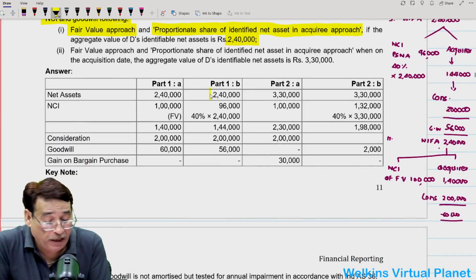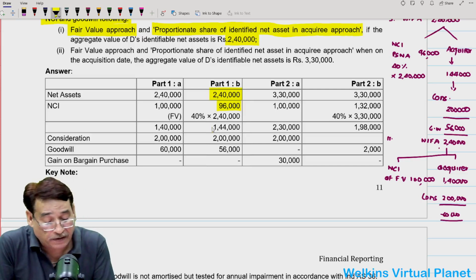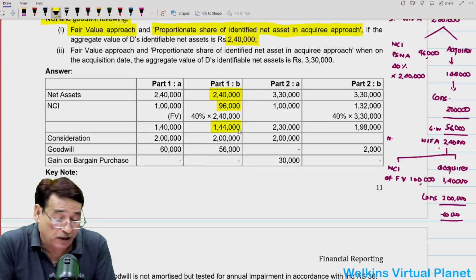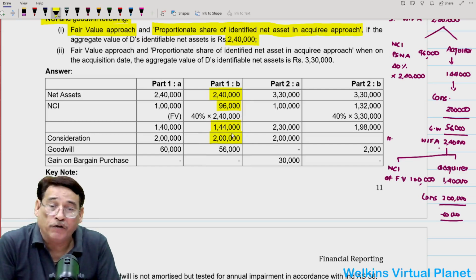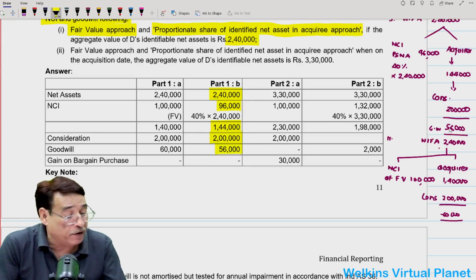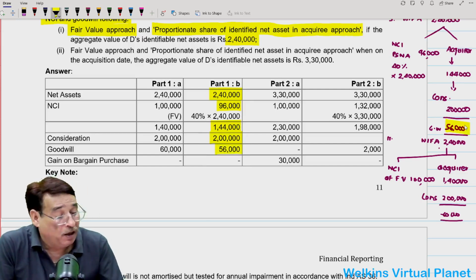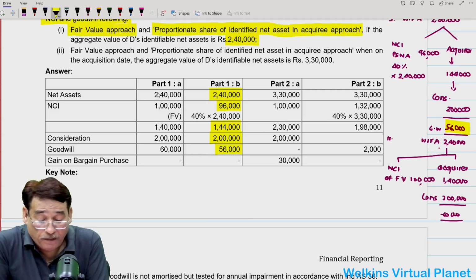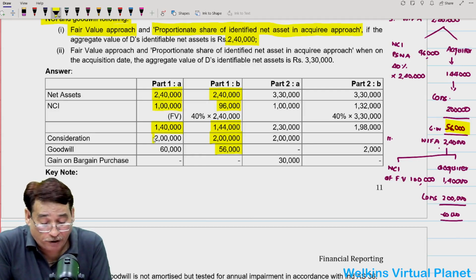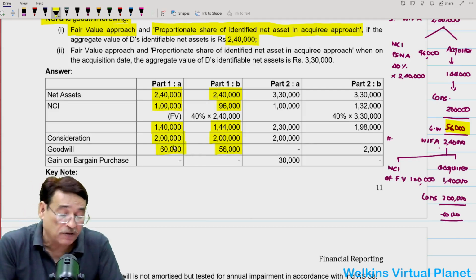In part 1B, actually, I have taken NCI on proportionate share of net assets basis. 1,44,000 is the acquired share. Compare it with the amount of consideration, and you will get 56,000 as goodwill, which we got. Then net assets 2,40,000, NCI at fair value 1,00,000, then consideration, and then it is goodwill.